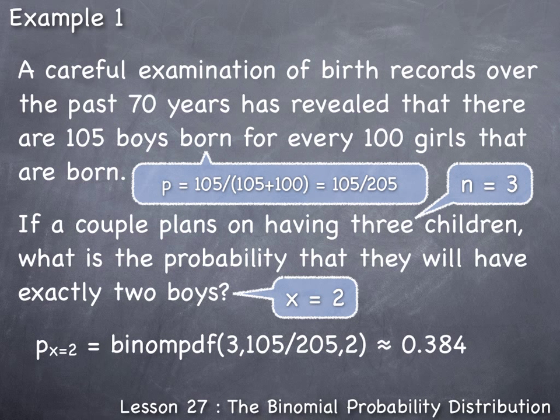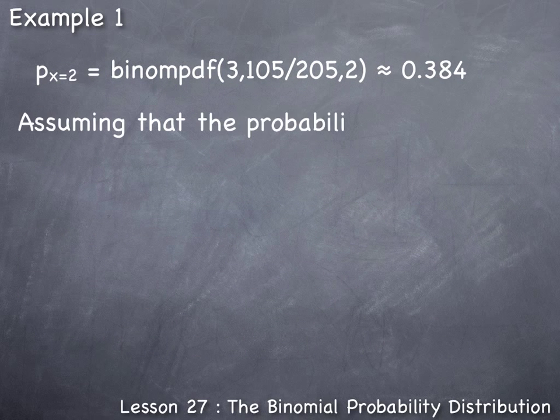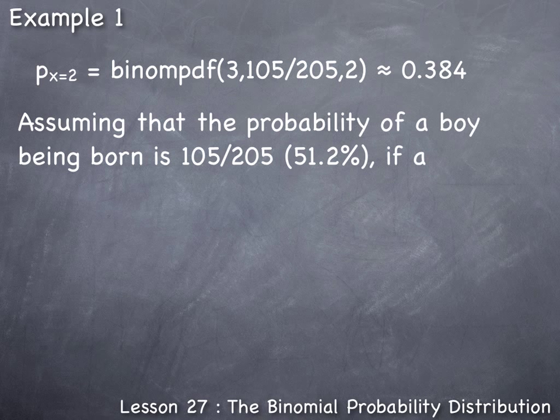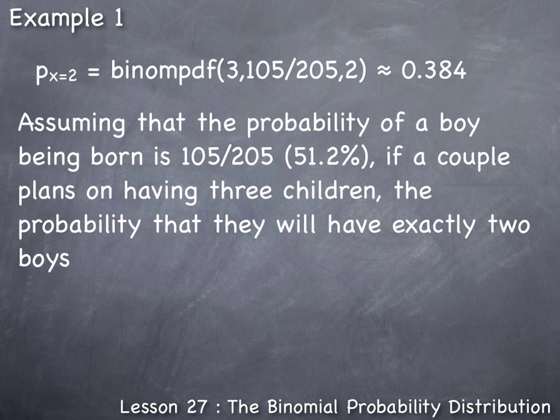So there's our result. Now we can give the answer back in words of the problem. Assuming that the probability of a boy being born is 105 out of 205, which is 51.2%, if a couple plans on having 3 children, the probability that they will have exactly 2 boys is 38.4%.